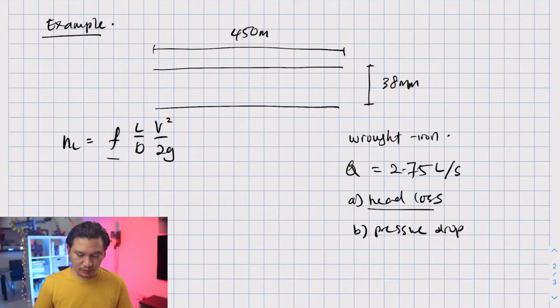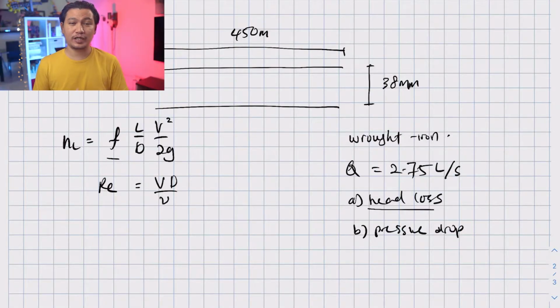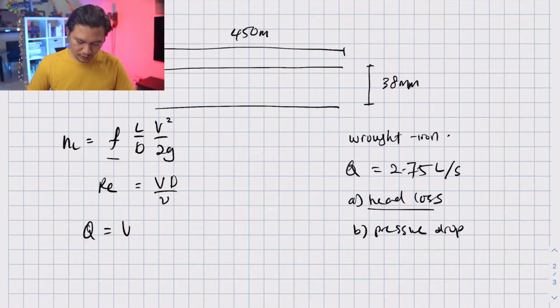Now, in order to find the friction factor F, you are going to need to know two things: the Reynolds number and also the relative roughness. Reynolds number is velocity times diameter divided by nu. The first thing that we need to find now is velocity. We do have the flow rate and we also have the diameter. So Q is equal to velocity times area, so velocity is simply Q divided by area.